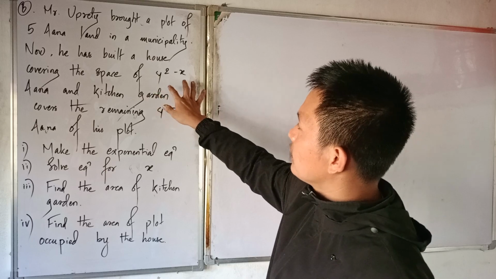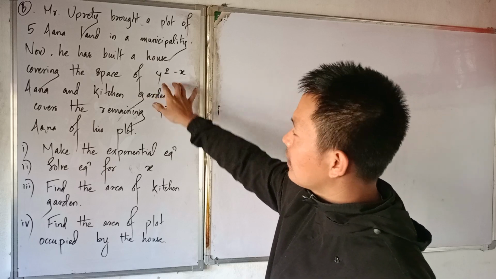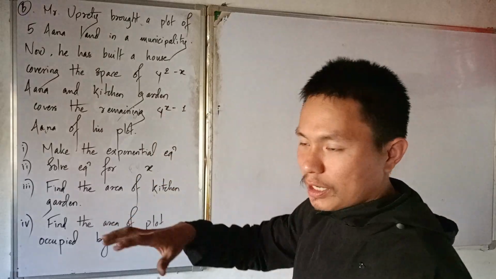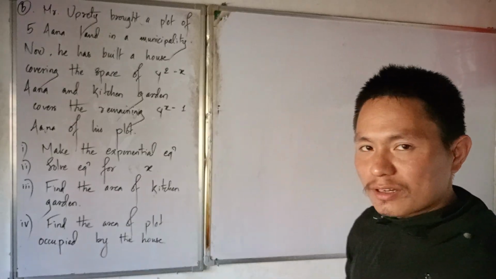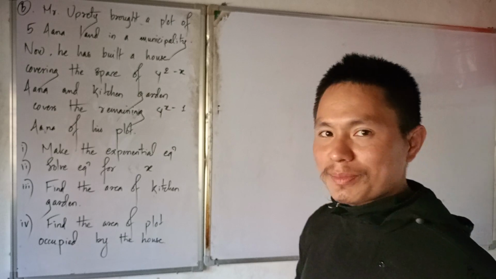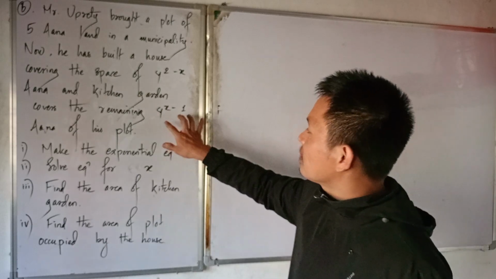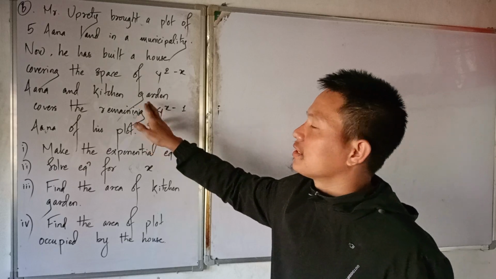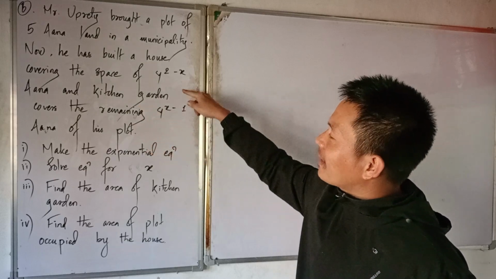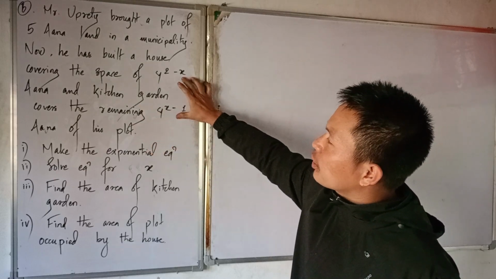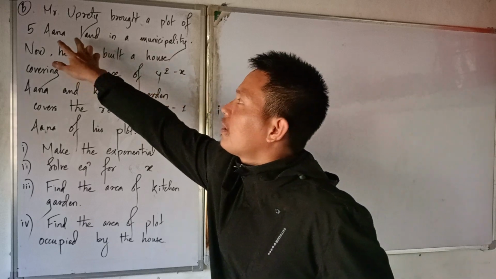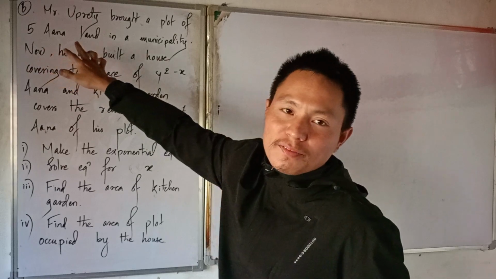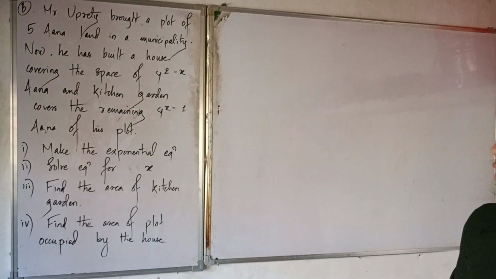So the house covers this much part, and after building the house, whatever remains of the land, the remnants, that is 4 power x minus 1, is covered by the kitchen garden. So when you add those, it will be equivalent to the total land he bought, that is 5 ana. Okay, let's go into that.